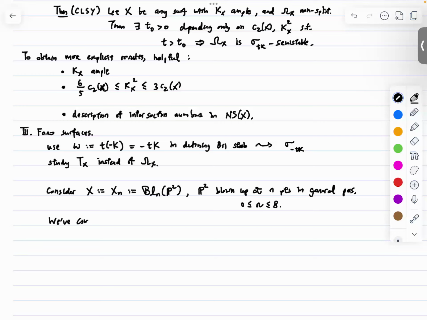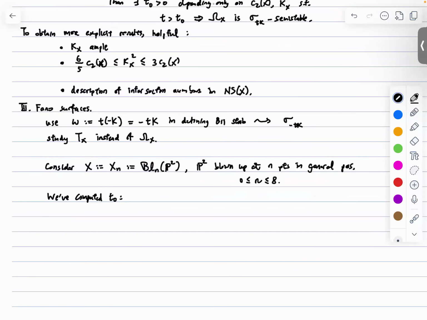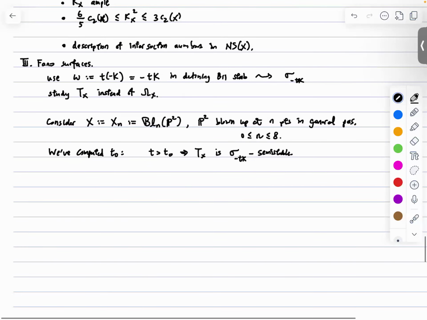So we've computed T naught for some of the Fano surfaces. Just to emphasize, T naught means that if T is bigger than T naught, then the tangent bundle would be Bridgeland semi-stable when the ample class is minus K. So we have this table of the best T naughts that we have found.